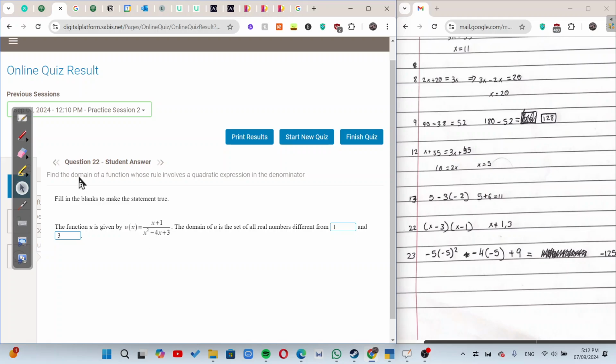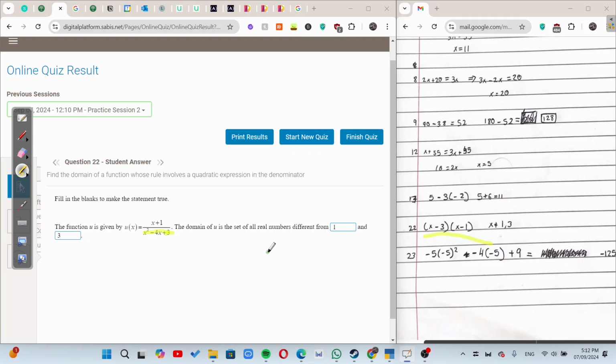So here you have to factor this out. We've all taken factoring before. You just need to see which two numbers, when you multiply them, give you 3, and when you add them, give you -4. So I've already factored it out. It's x minus 3 and x minus 1.